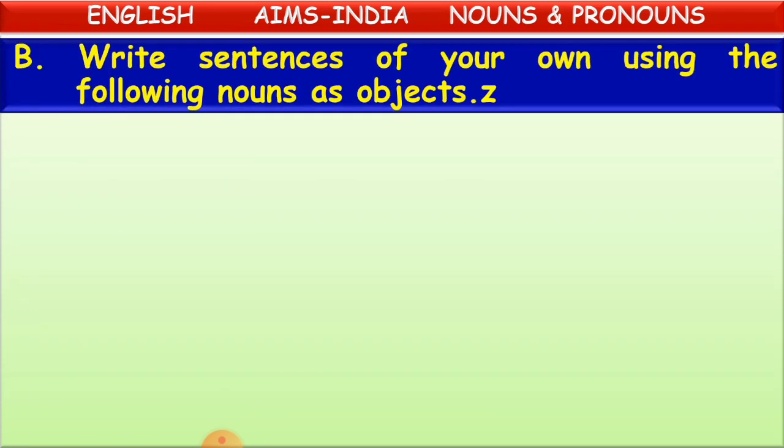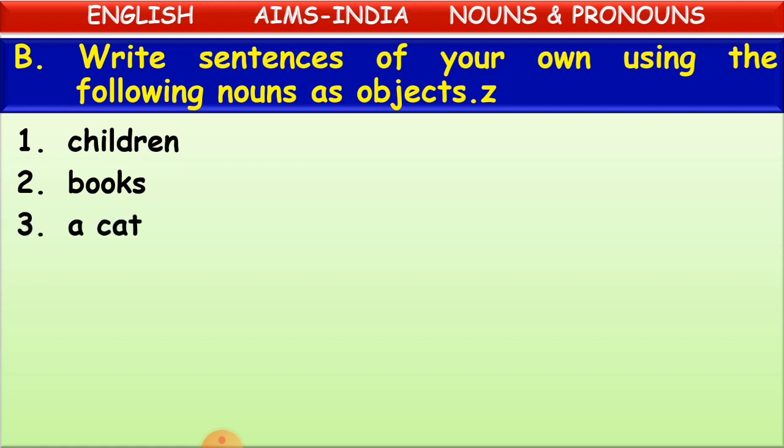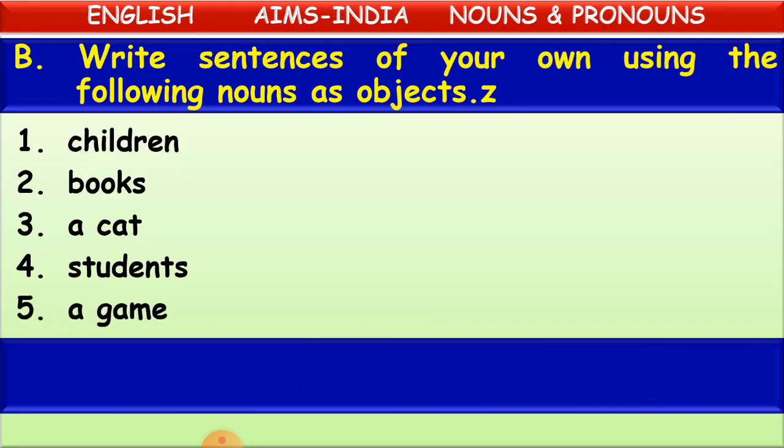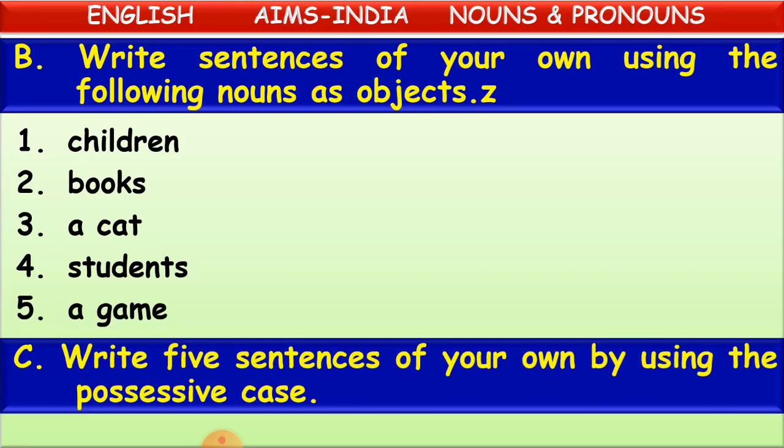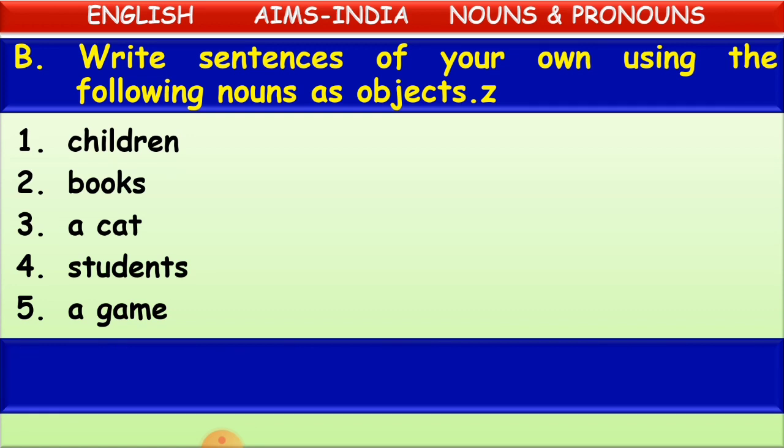Now write sentences of your own using the following nouns as objects. This also I would like to give you as your homework, children. As we learnt before, we have nominative case and accusative case. Here we are giving you some words, and you have to write some sentences using them as objects.